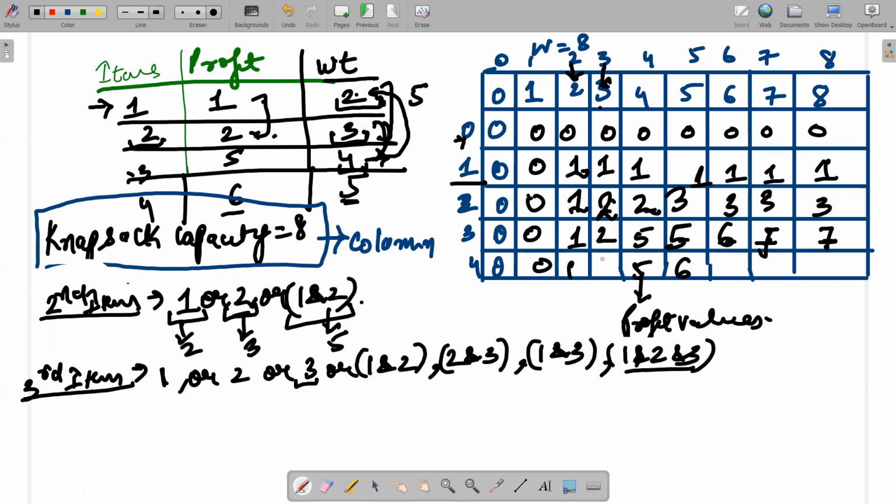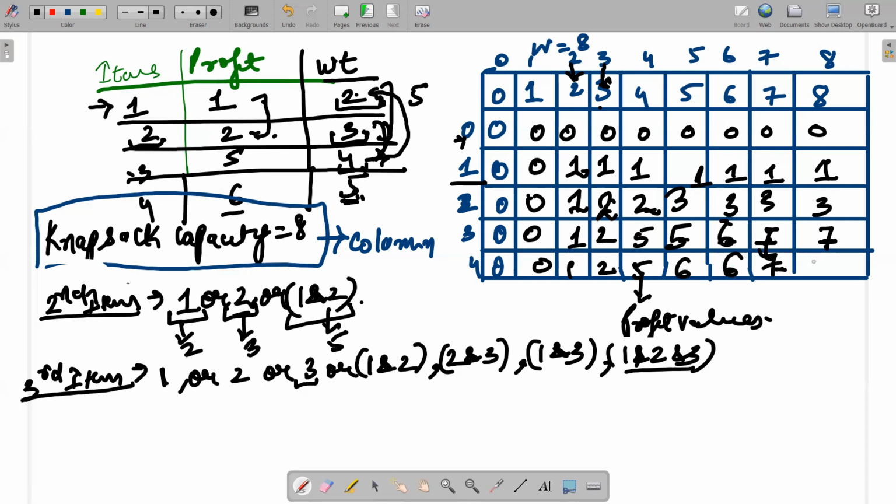Now, let's just try to get certain answers. When weight 6 is reached, either I can include item 4, or I can include item third and item first. So we are getting maximum profit at 6. I'm putting 6 over here. Now at weight 7, I can include item fourth and item first. 5 plus 2 is 7. 1 plus 6, the profit is also 7.